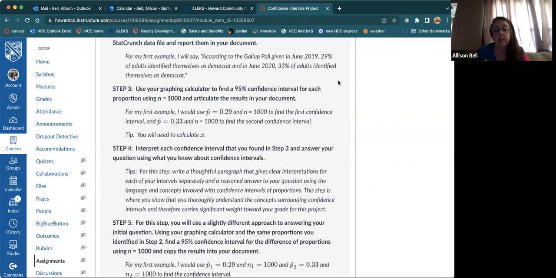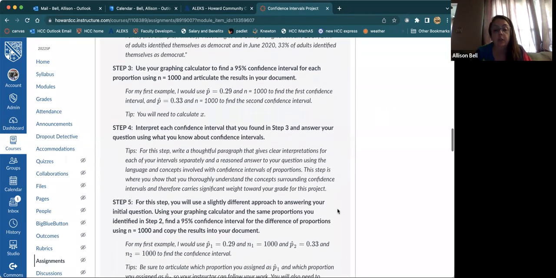Another interpretation for the second one would be, I am 95% confident that the proportion of people who identify as Democrat in June 2020 falls between this lower bound and this upper bound. Okay, so that would be 2 sentences that interpret both of my intervals.